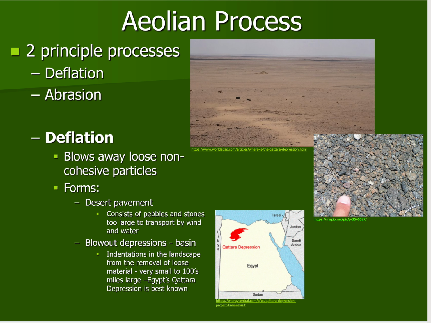This same process happens in deflation locations. We're removing the smallest particles from this environment by wind action and transporting them somewhere else. All right, that's deflation. What it produces is something called desert pavement. It leaves behind the bigger structures, the bigger clastic pieces that are too large to be picked up by wind and therefore cannot be transported.